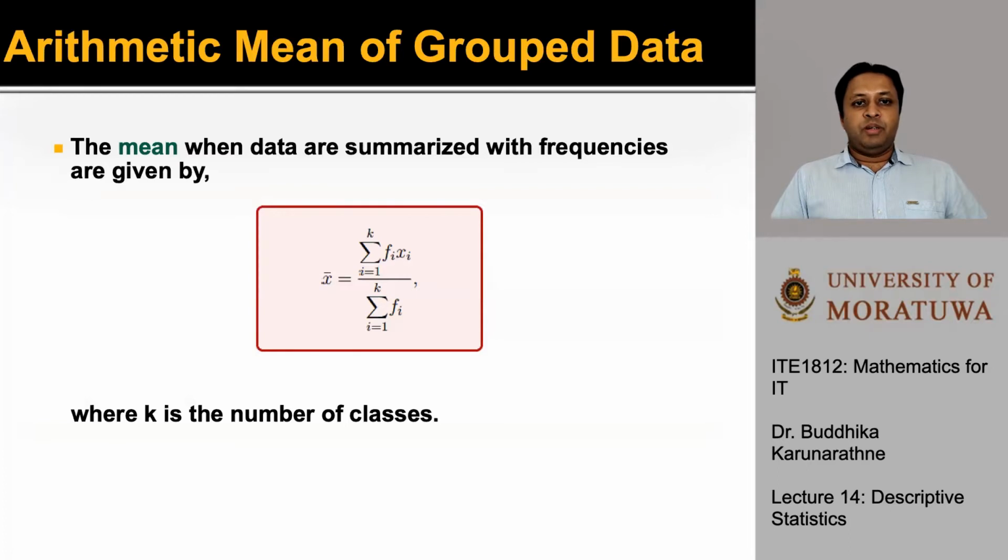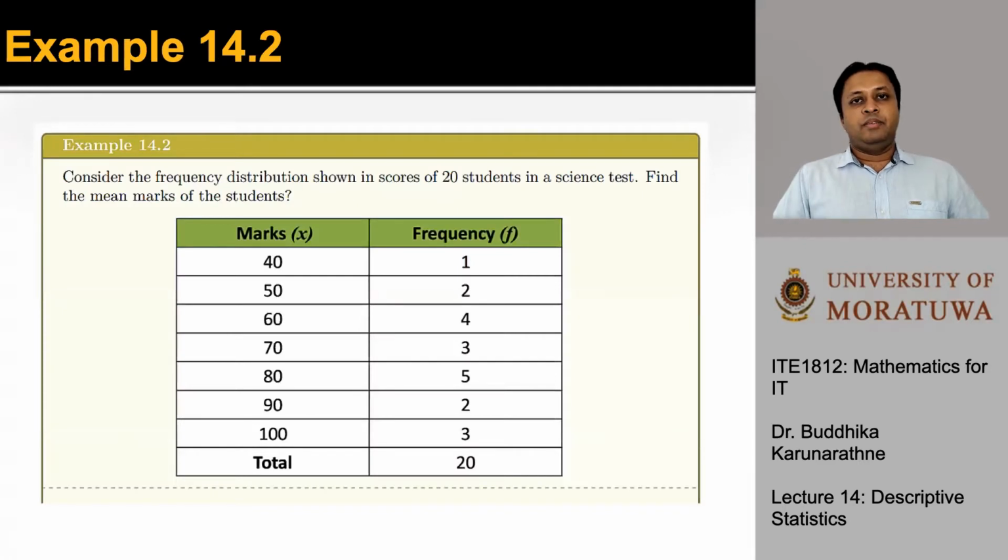Now we move on with the arithmetic mean of grouped data. This is the mean when data are summarized with frequencies, and the calculation of the mean is done using the equation given on this slide. Here, K is the number of classes and Fi is the corresponding frequency. So we go through an example. Consider the frequency distribution shown, of scores of 20 students in a science test. Find the mean marks of the students.